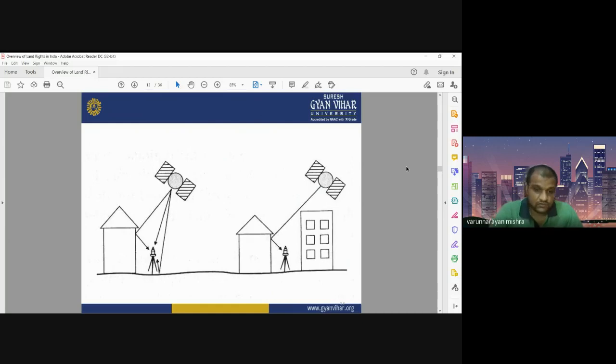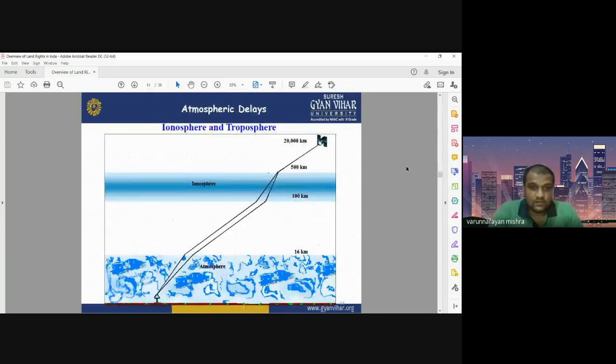So this is a very easy figure to understand what is multipath error. Now the next error is because of the ionospheric and tropospheric condition of the atmosphere. Ionosphere and troposphere are parts of our atmosphere.